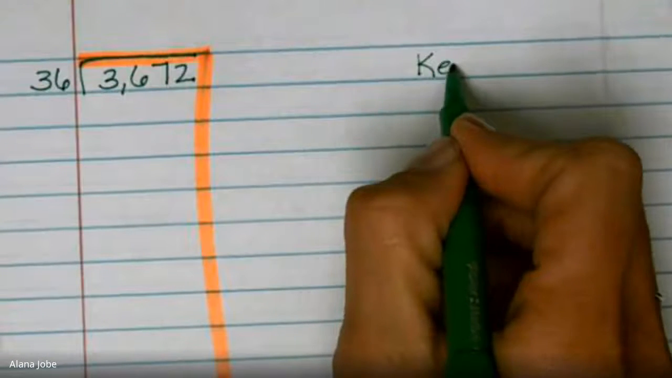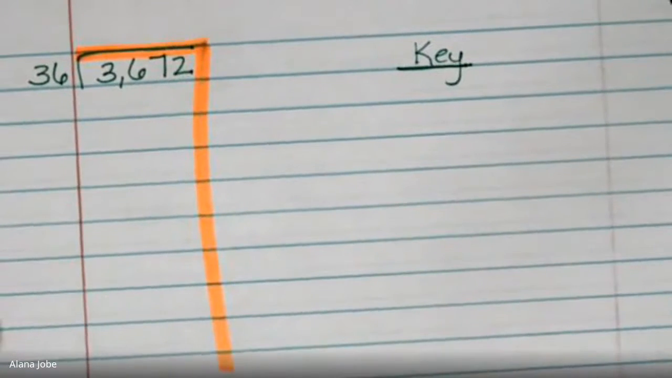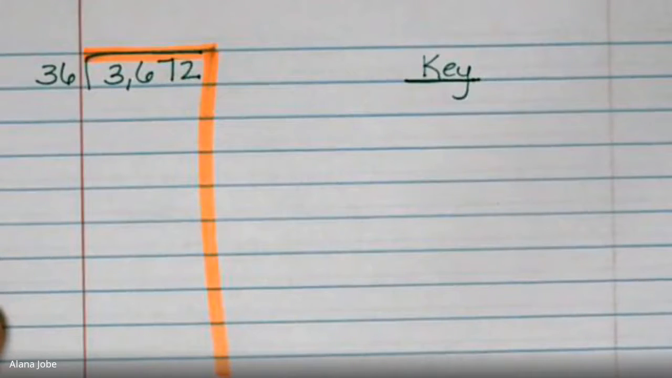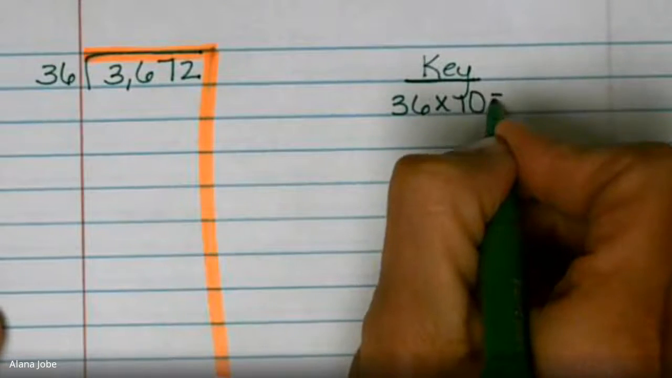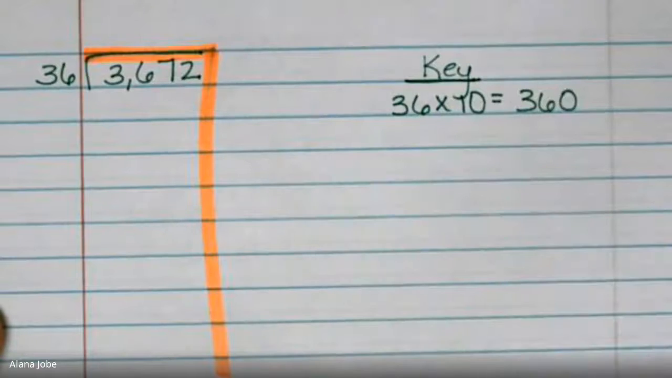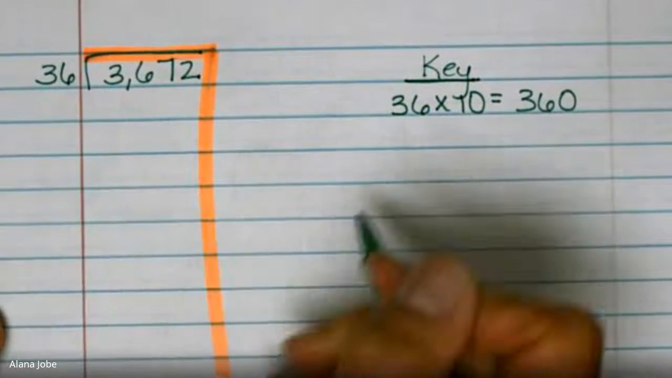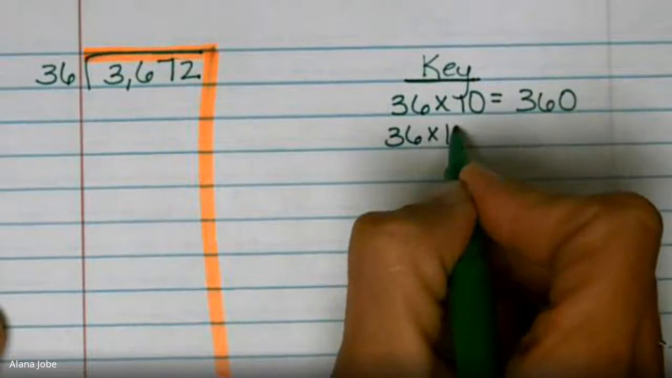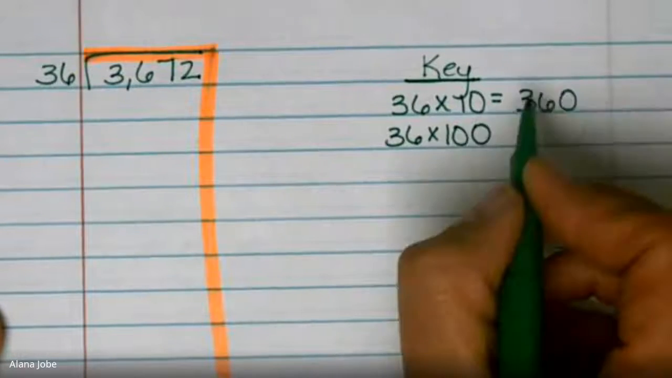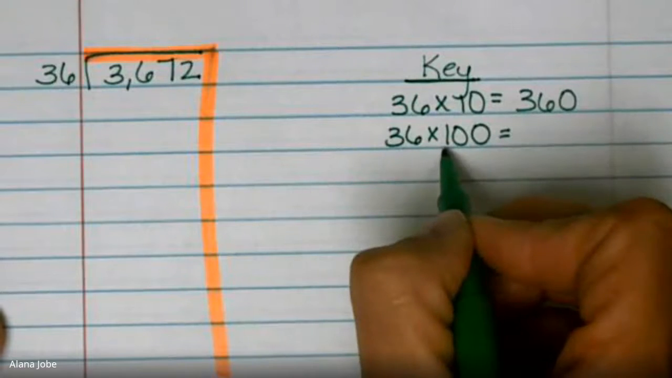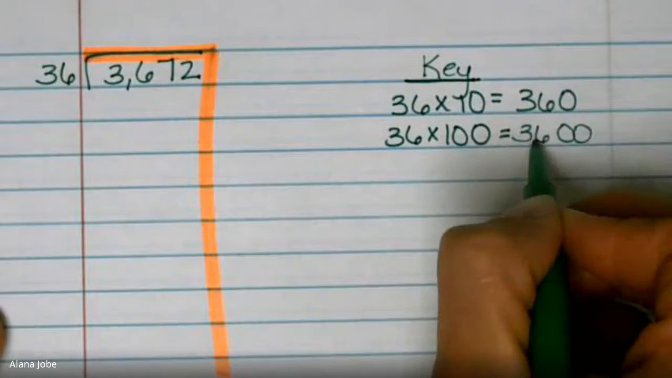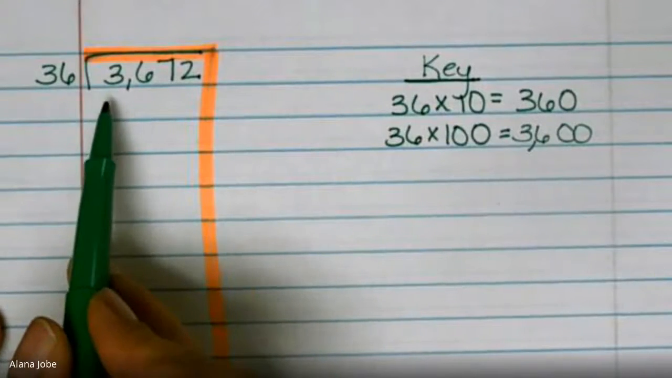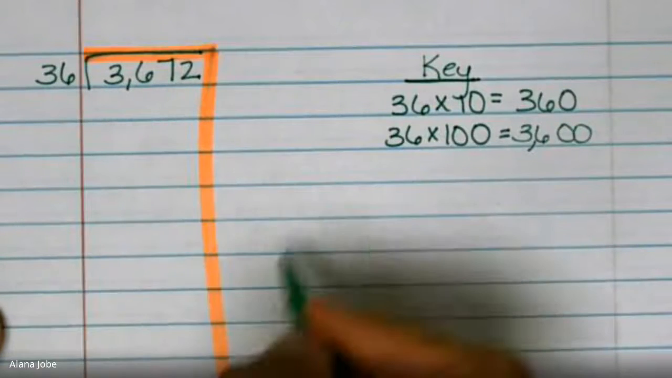All right, so one thing that we can do is use a key. This is for students, so you just have to know a few facts in order to solve the problem. I tell students no more than 4. So for example, I know that 36 times 10 is 360. And I'm looking at my problem and I'm in the thousands. So I'm going to try 36 times 100. And that's going to give me 36 and my 2 zeros. So that is pretty close to what needs to be divided.